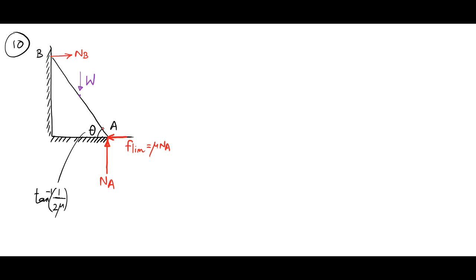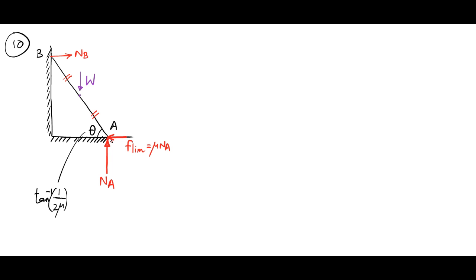So let me remind you of question number 10 again. After solving the question, we came up with this sort of situation where this rod is a uniform rod, and the weight acts at the midpoint. So these two are equal, the weight is W, and the rod is in limiting equilibrium.